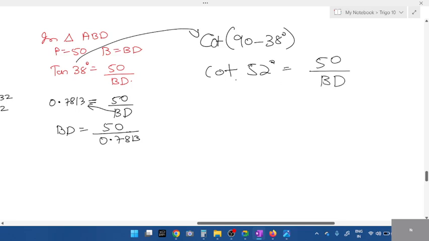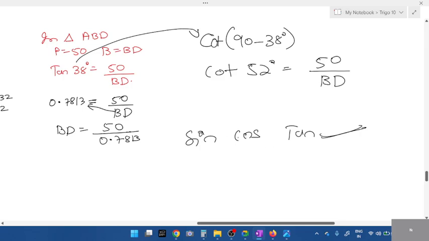Do you think we have cot value in the trigonometry table in your textbook? Respond. Do you have cot or only sin, cos and tan? We have only sin, cos and tan. Even in the exam, students, they won't give you a cot. The table will not have a cot value. It will just have sin, cos, tan.